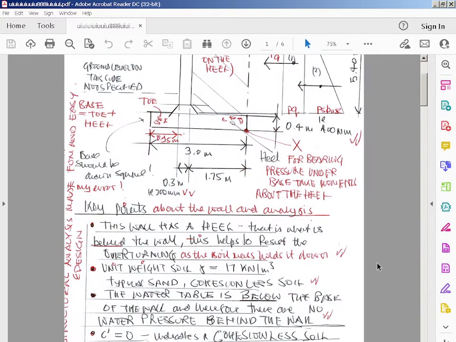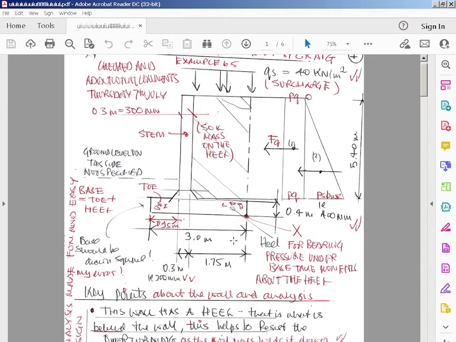So carrying on from the last video, these are the key points. This wall has a heel, which is what is behind the wall. This helps to resist the overturning as the soil mass holds it down. So we're taking moments about X.